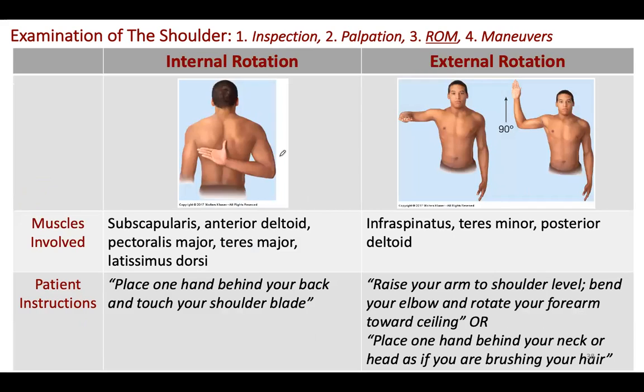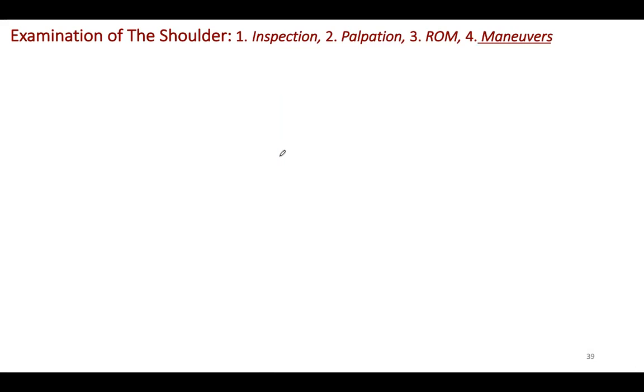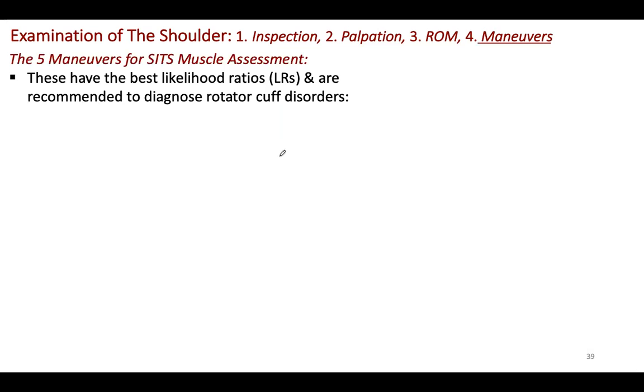Internal rotation, external rotation. And now let's talk about the special maneuvers. The most important maneuvers are the ones that diagnose rotator cuff injury or rotator cuff lesions. There are 5 different maneuvers to assess the rotator cuff muscles. And for the best one, you will find this LR, or likelihood ratio, recurring very much. Likelihood ratio is kind of how efficient the test is.